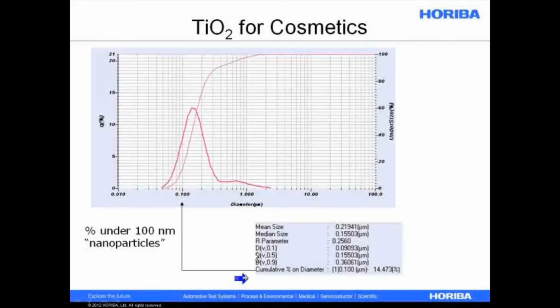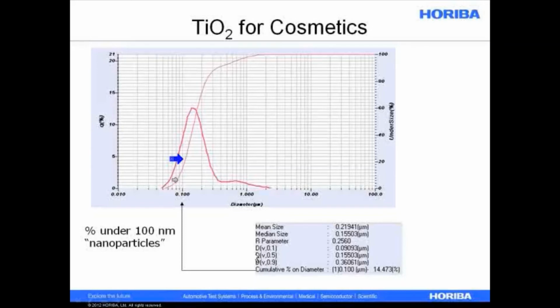And right in the LA950 software, we can present the percent under any diameter. In this case, the percent under 100 nanometers, and we see there's about 14.5% of the total under 100 nanometers. And this may be of interest to people. The particle size is important. Maybe they're trying to avoid nanoparticles. Maybe it's not important. I don't know.